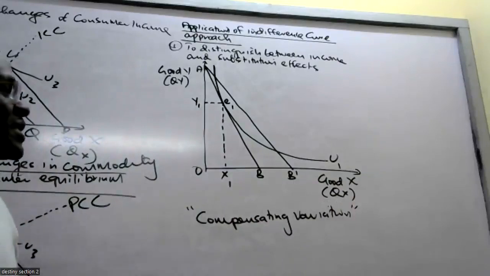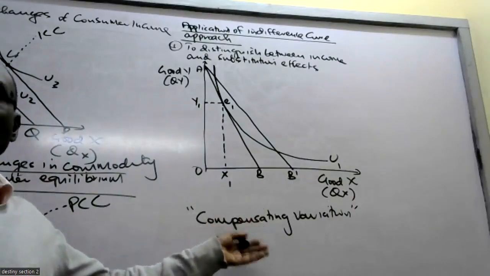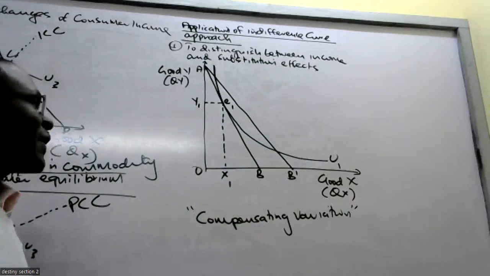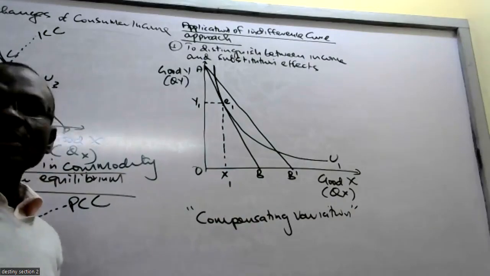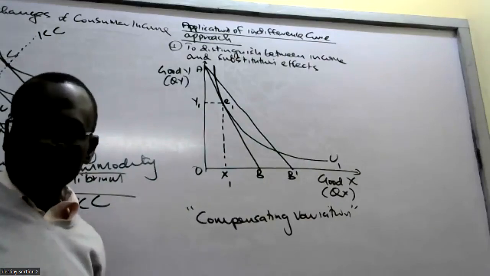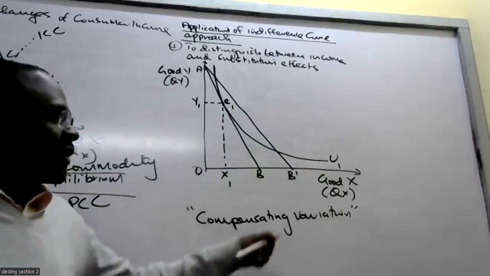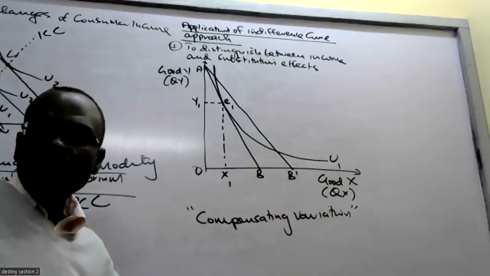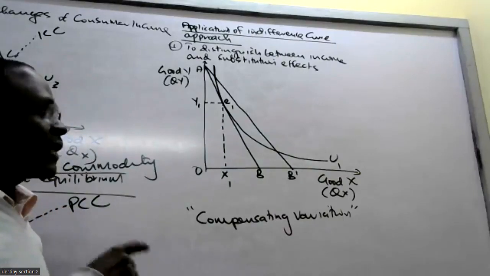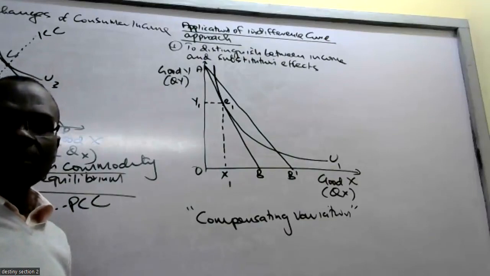For example, a compensating variation could be the price of commodity X has reduced, but at the same time, the government has introduced a tax on income so that whatever gains the consumer would have obtained because the price of commodity X has fallen has been taken away. So the government gives with one hand, takes away with the other hand, so that the consumer remains at the same level of utility.